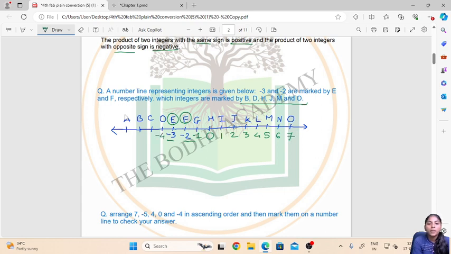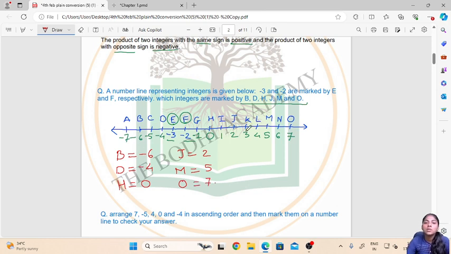Similarly here it will be -4, -5, -6 and -7. So what are the alphabets that we are asked? The first one is B. So at B what do we have? B is -6. Then D is -4. H is 0. Then J is 2 and M is 5, and the last one O is 7.